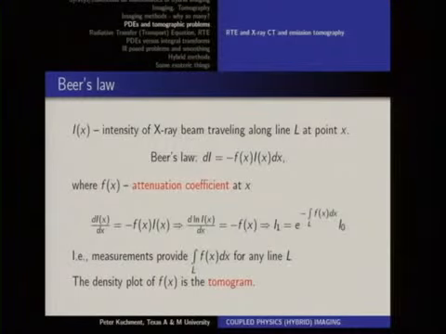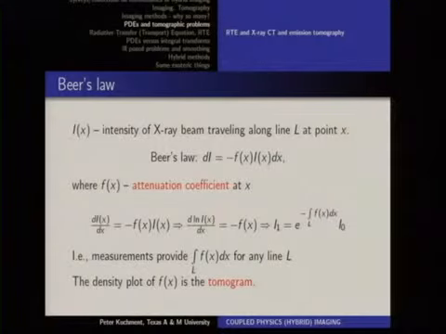This is the most common case. You have a known function f of x. It's essentially physically something like density of the tissue at the point x. So if you know this function, you can distinguish, for instance, bones from soft tissues. And the mathematical problem is that your measurements, I will remind you some notations.